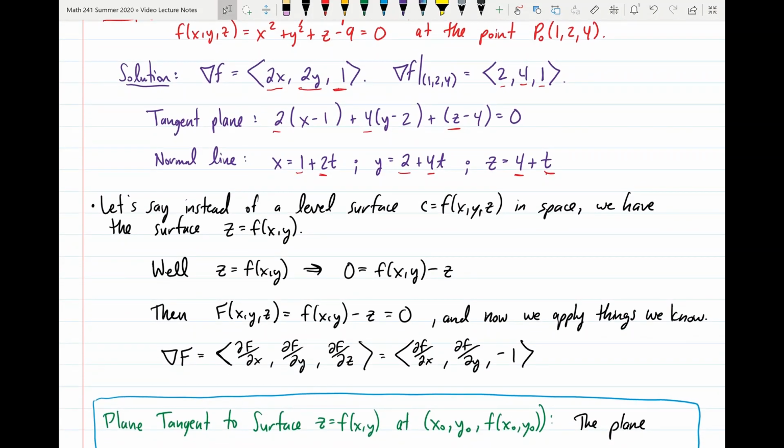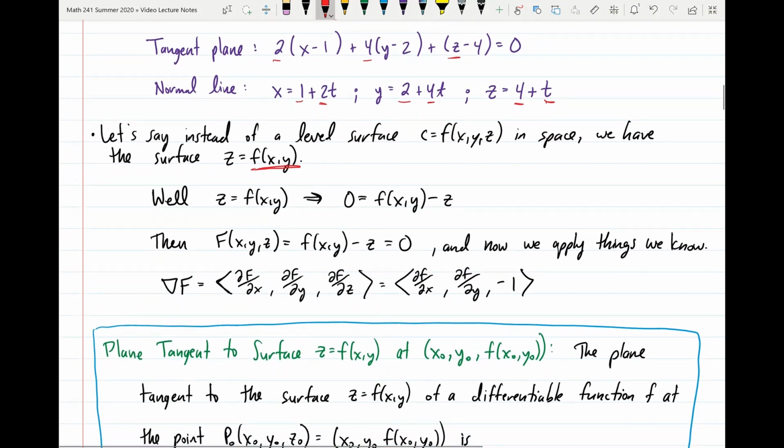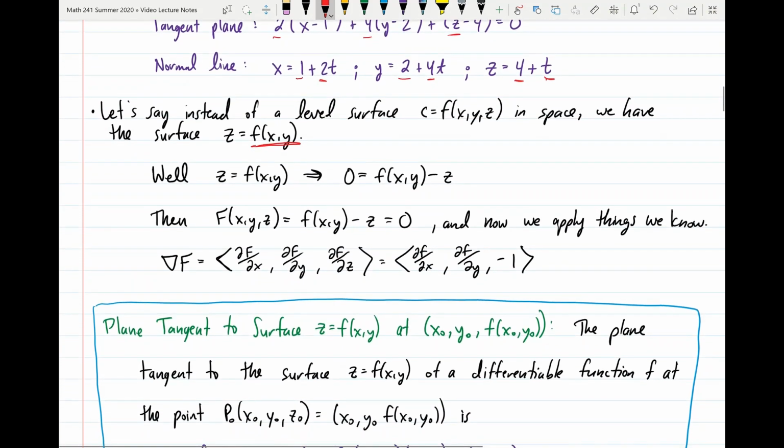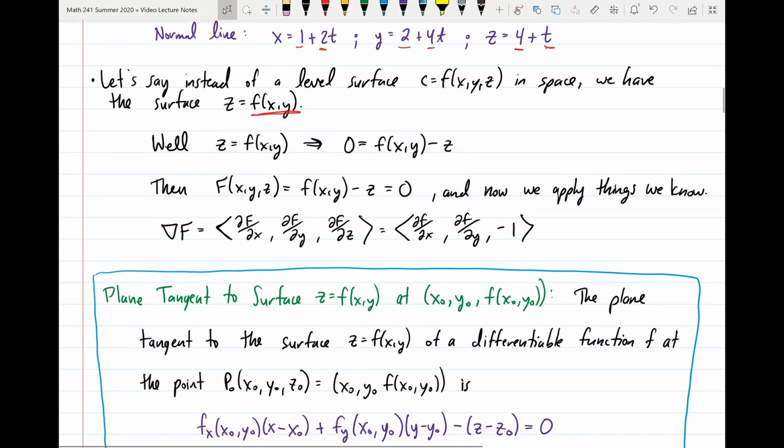Okay, so let's say that instead of a level surface, c equals f of x, y, z in space, we have a surface given by z is equal to f of x, y. So now we have a function in two variables that gives us our third coordinate z. Well, we can manipulate that equation. So z is equal to f of x, y implies that 0 is equal to f of x, y minus z. And at this point, we can just use information that we've developed in the previous section here.